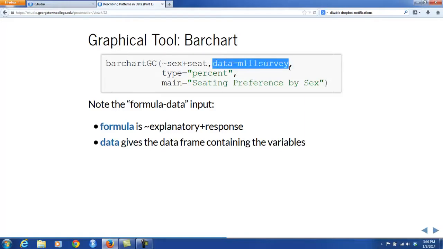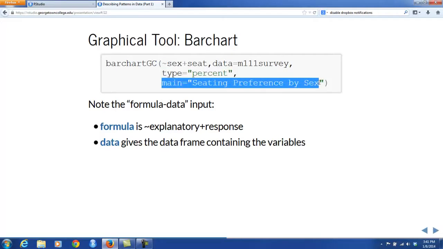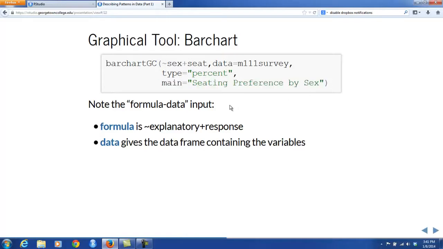The second part of formula data input is the data, and this is an argument that simply says, where is R to look for the variables that appear in the formula? What data frame should it consult? And it should consult M111 survey. The other arguments condition the specific look of the graphical object, but they are not part of the formula data input itself. But you'll see formula data input the rest of the year.